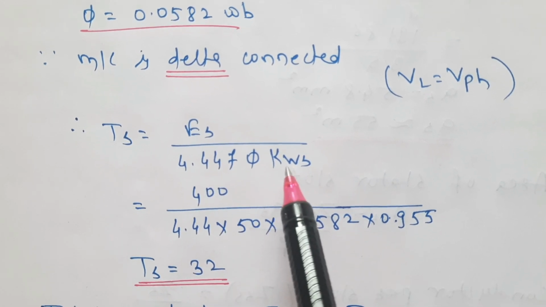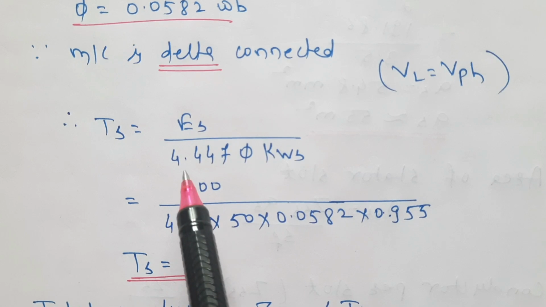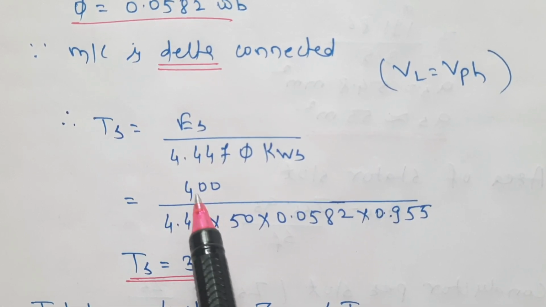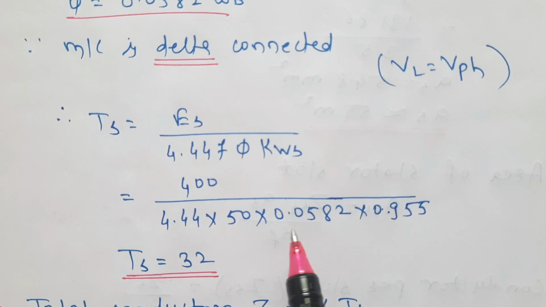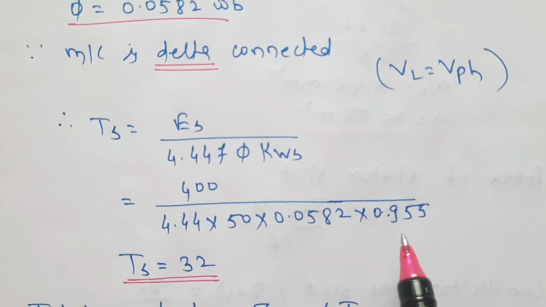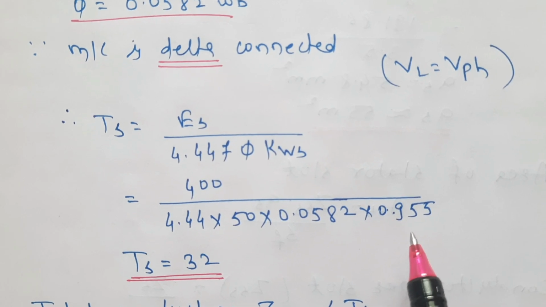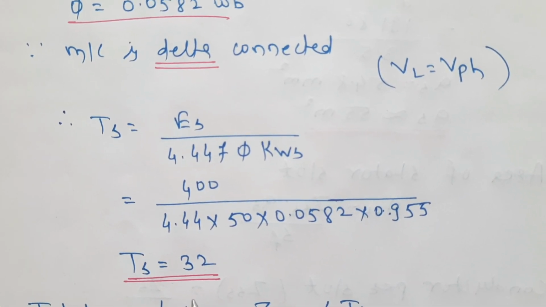Since we are getting the values per phase, therefore TS is equal to ES divided by 4.44 F phi kWs. Now we have the value of flux, therefore TS is equal to ES, the value of ES is 400, divided by 4.44 into 50 Hz frequency into flux 0.0582 into kWs, the stator winding factor, 0.955.